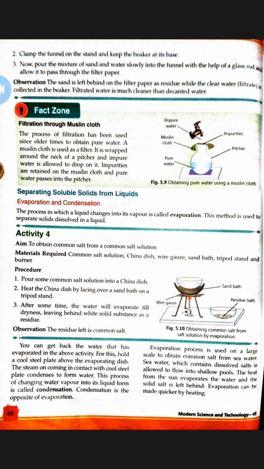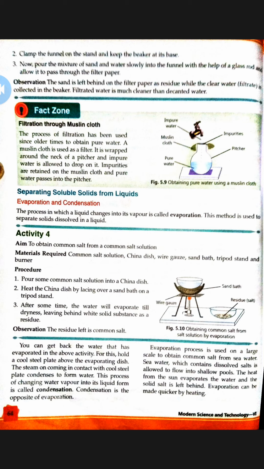The process in which a liquid changes into its vapor state is called evaporation. This method is used to separate solids dissolved in a liquid. For example, here one activity is given to obtain common salt from a common salt solution. Materials required are common salt solution, china dish, wire gauze, sand bath, tripod stand and burner.